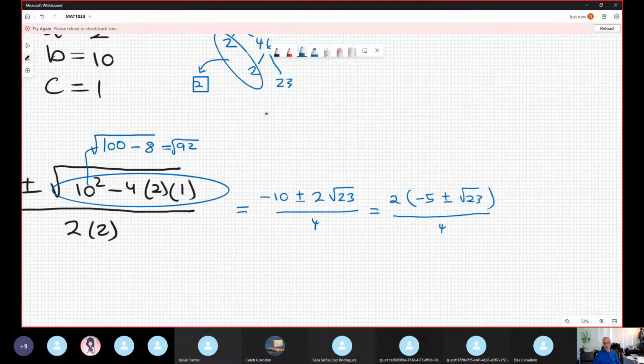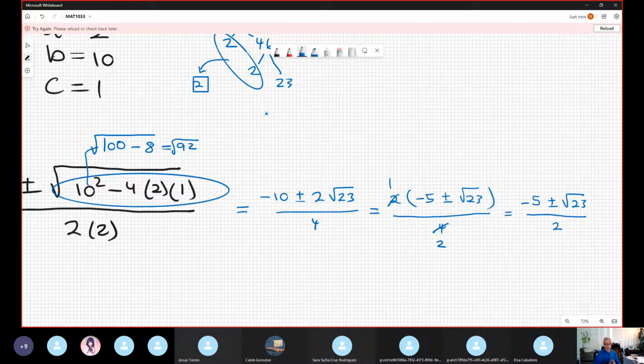And now it's ready for simplification, because when it's time, yes. Divided by 2, 1. Divided by 2, 2. The answer is minus 5 plus or minus radical 23 divided by 2. I remove the 1 because I don't need it. Why I don't need it? Because the factor is canceled out and it's 1, and 1 is invisible.